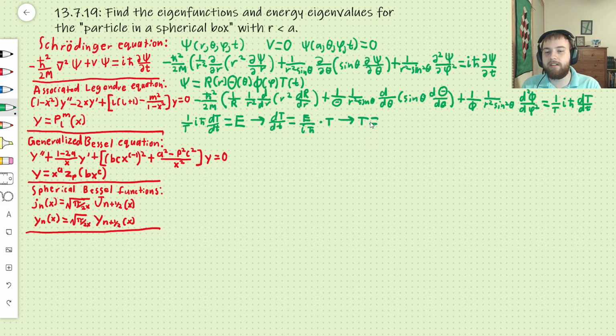So T, which is our function of t, remember, is equal to, and also this over i. You can bring the i up to the top of the fraction if you put a negative out in front, which is what I'm going to do. So T is equal to e to the negative E i over h bar t. So we have our first variable taken care of.